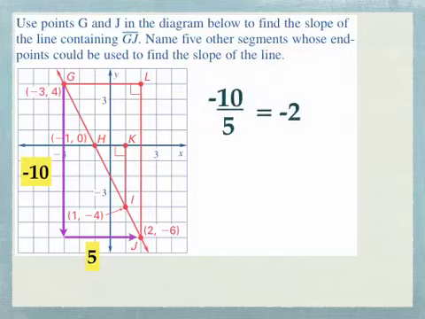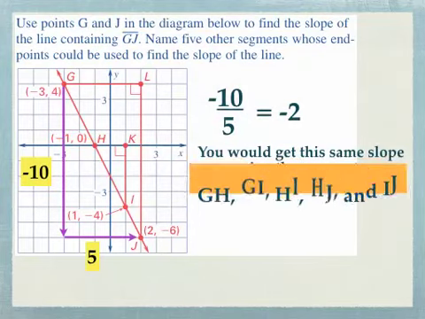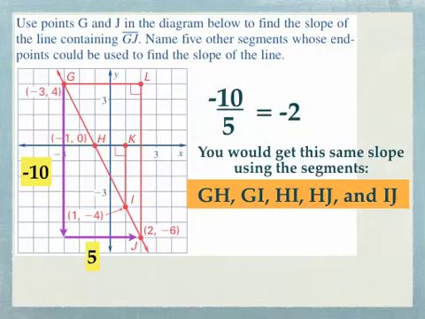The next piece of this problem says name 5 other segments whose endpoints could be used to find the slope of the line. What that's basically saying is name 5 other segments that are on that line. So we have the whole segment GJ, but there are also segments GH. We could go from G to I. We could also go from H to I, from H to J, or then I to J. So that is 6 different combinations of 2 points on that line GJ.